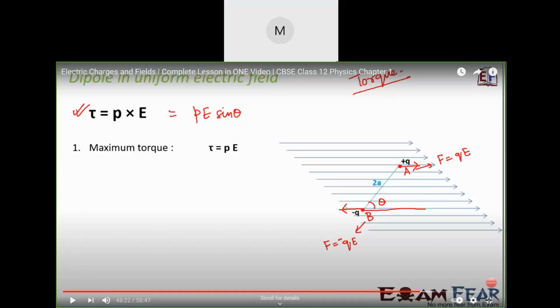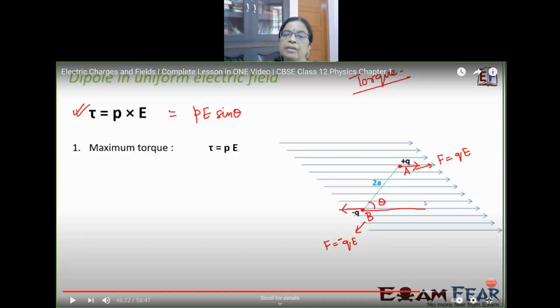Then the next question comes, children. Now we know the force acting on the plus Q charge is QE in the direction of the field, and the force acting on the minus Q charge is opposite to the direction of the electric field. What is the net force acting on the system? Net force. The difference. What is the difference?